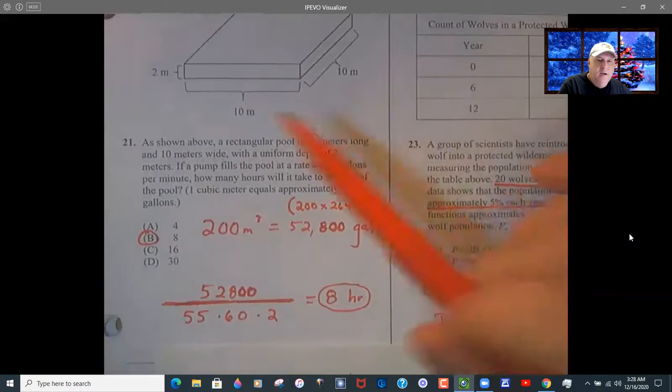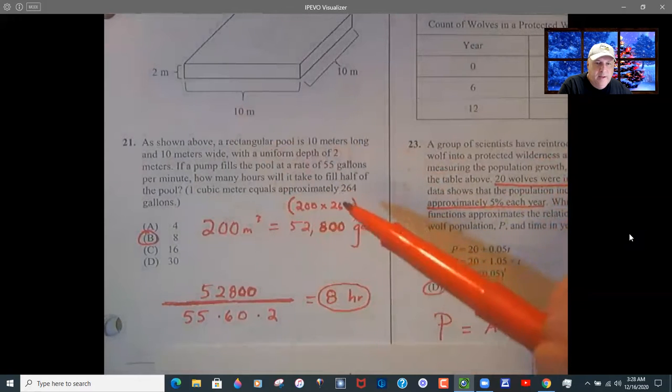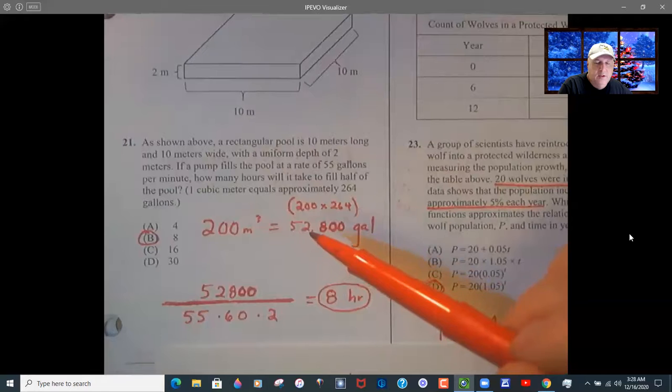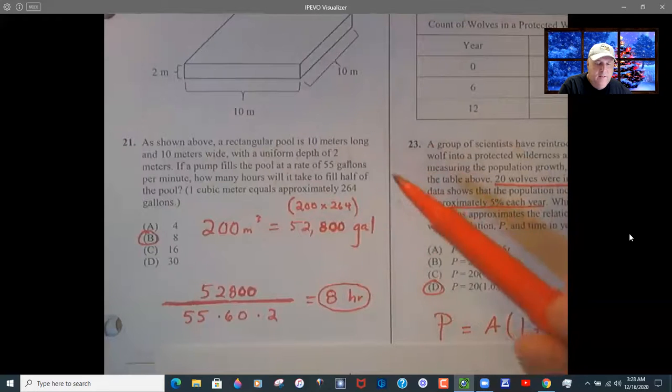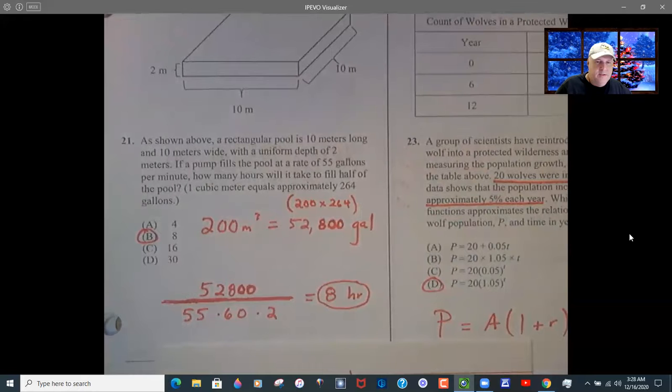So you figure out the volume of this thing, it's 200 cubic meters, and then you multiply that by 264 gallons per cubic meter. So you're looking at 52,800 gallons that you're trying to fill. So how many hours is that going to take to fill half of it? That's probably the better thing to do.